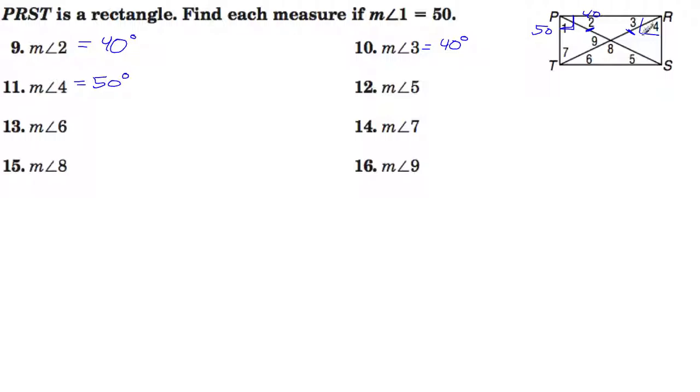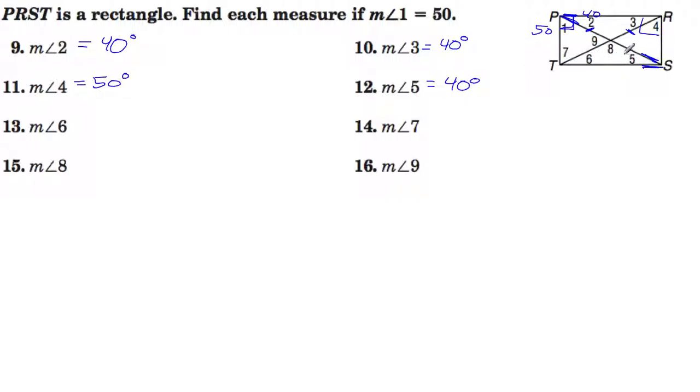The measure of angle 5, well, if angle 2 is 40 degrees, we can see that angle 5 is an alternate interior angle to that, so angle 5 is also 40 degrees.